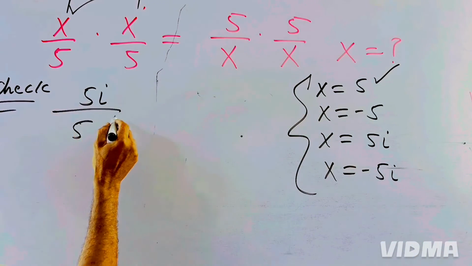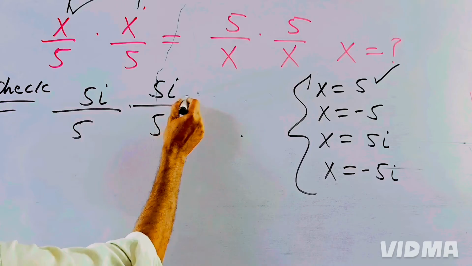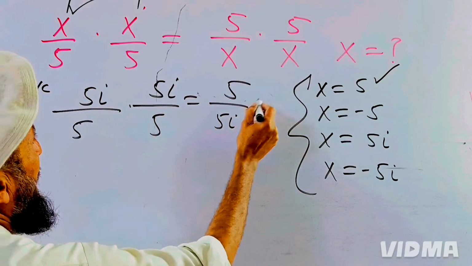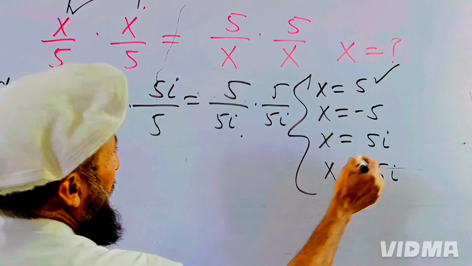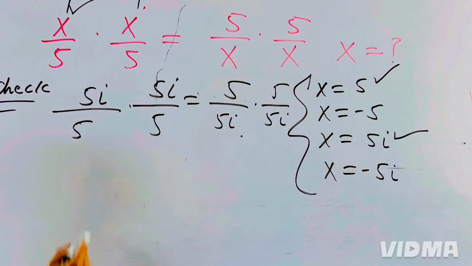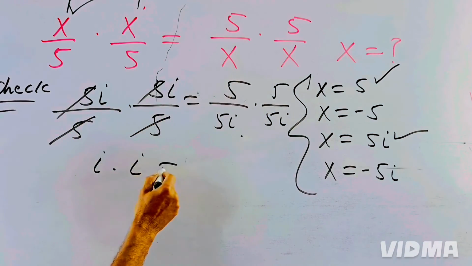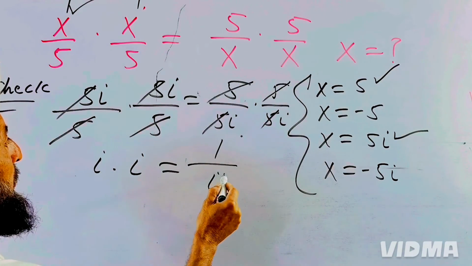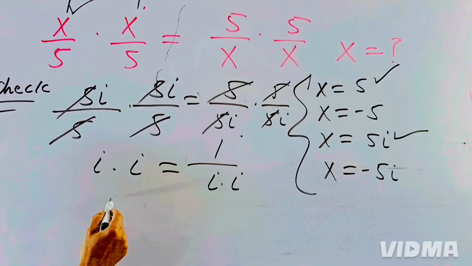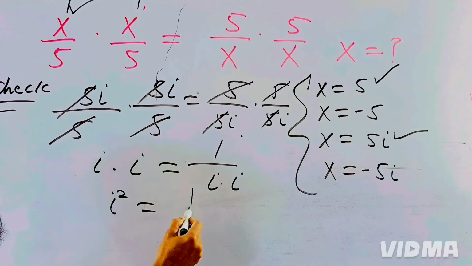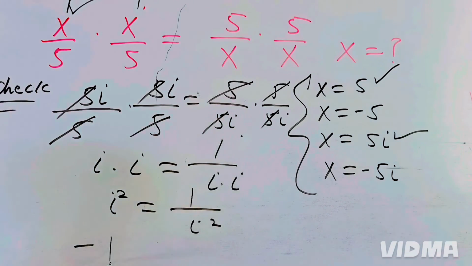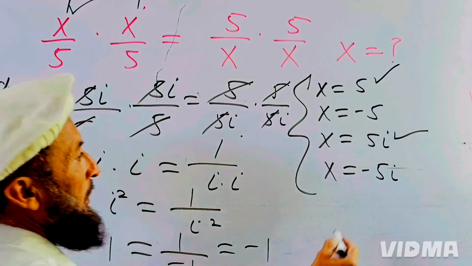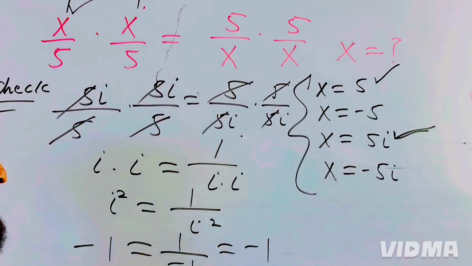Third, we check x is equal to 5 iota. Then 5 iota divided by 5 is equal to 5 divided by 5 iota, and 5 divided by 5 iota. We are checking the third case. Now both are cancelled, and iota remains here, so we get 1 divided by iota and iota. So here we get iota square, and also 1 divided by iota square, which gives minus 1, and 1 divided by minus 1 is equal to minus 1. It means that this solution is also correct, both results are the same.